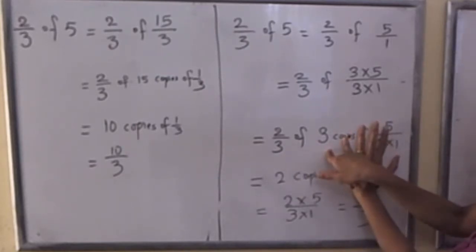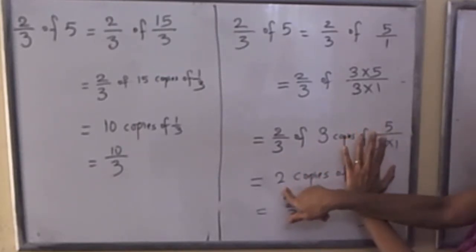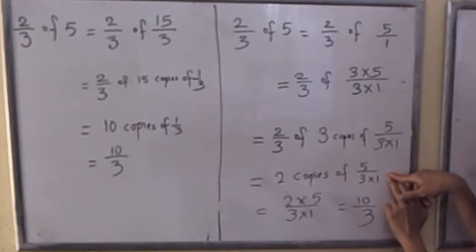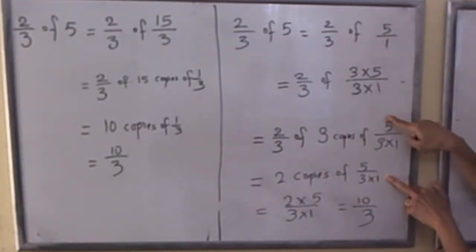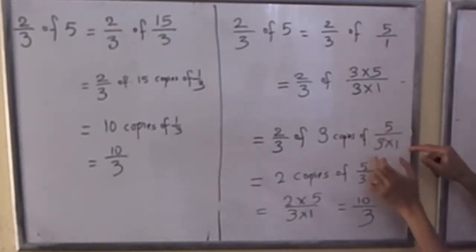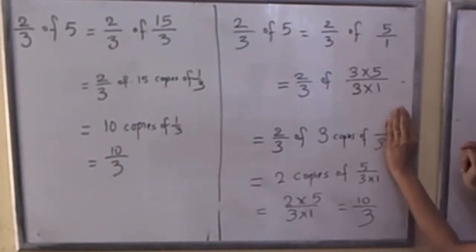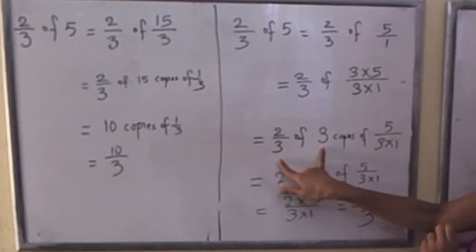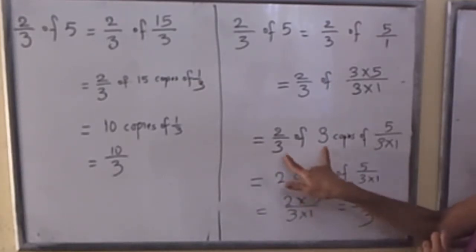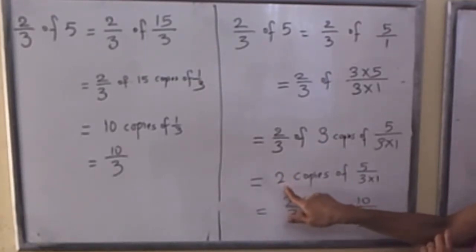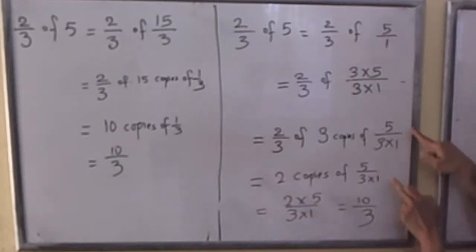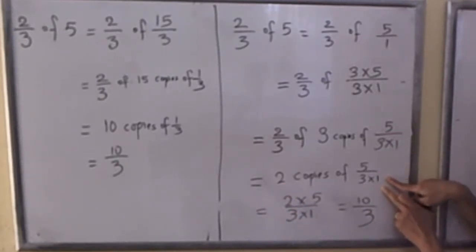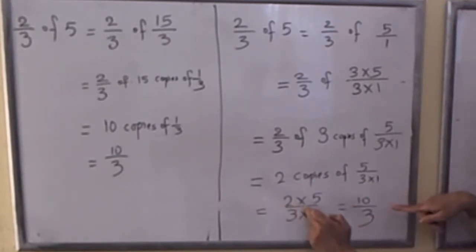What is 2/3 of 3? 2/3 of 3 is really 2 copies of, whatever it is, apple. Well, if you have trouble keeping track of this, you can visualize it as an apple and focus your attention on this computation, 2/3 of 3. So 2/3 of 3 is 2. So then what we have is 2 copies of the same thing. Now look at this. What is 2 copies of a fraction? That's really the same as 2 times 5 over 3 times 1.